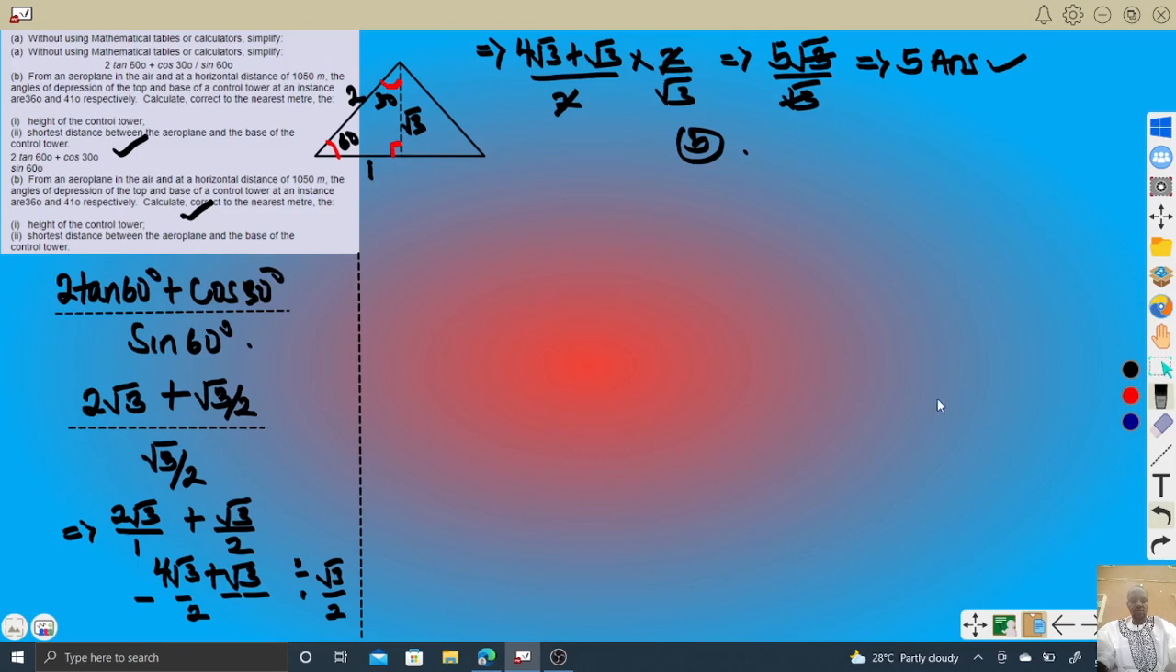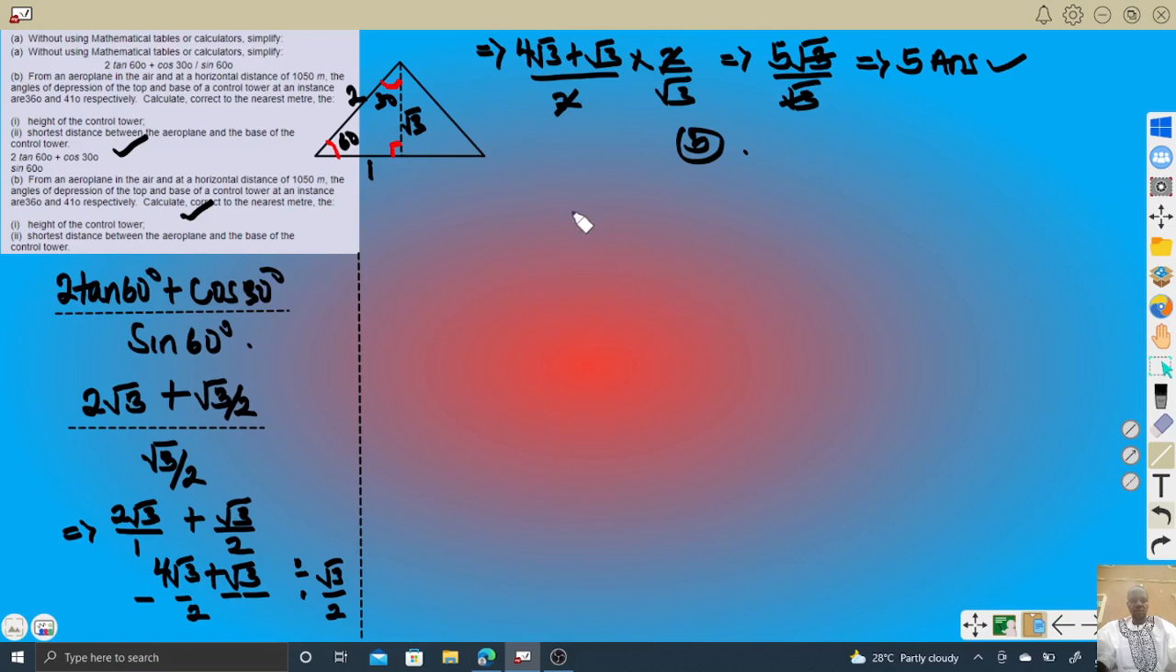From an aeroplane in the air and at a horizontal distance of 1050 meters, the angle of depression of the top and the base of the control tower are 36 and 41 degrees respectively.